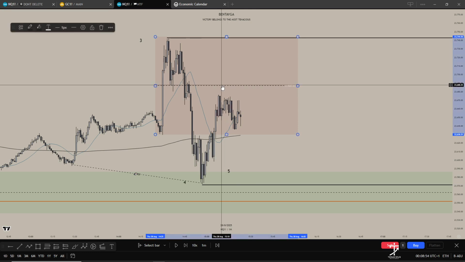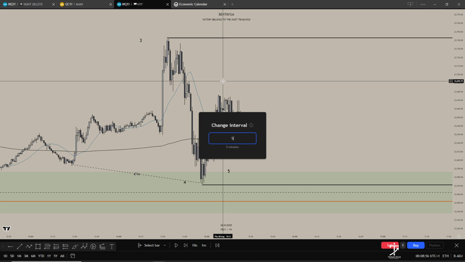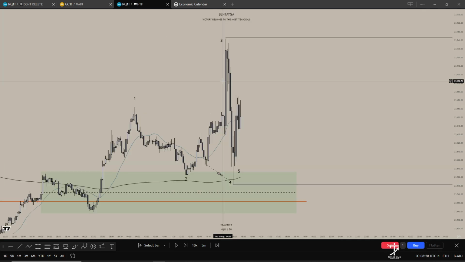pullback leg. Remember, if you have context behind what you're looking for, there's no real right or wrong answer. Your stop's going to do that for you very quickly, and obviously okay, cool, my bias was wrong, and you reevaluate, and then you go again.